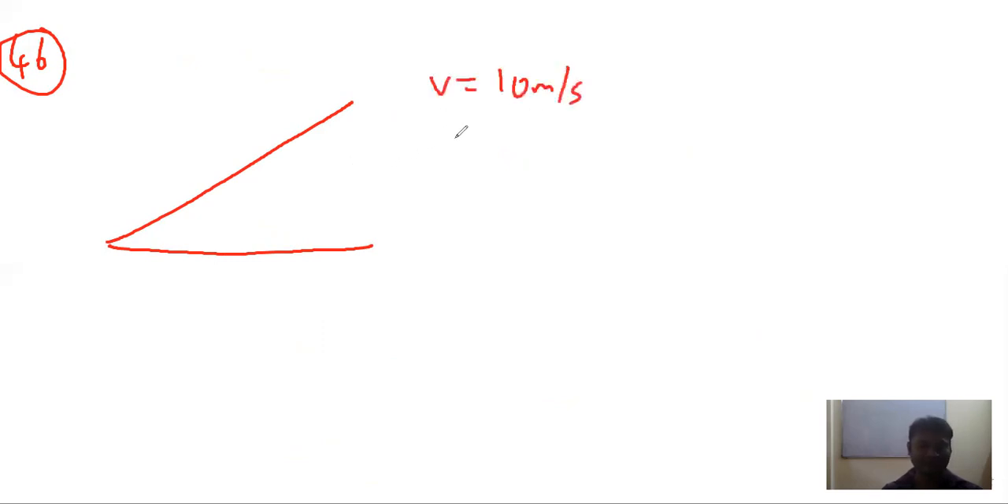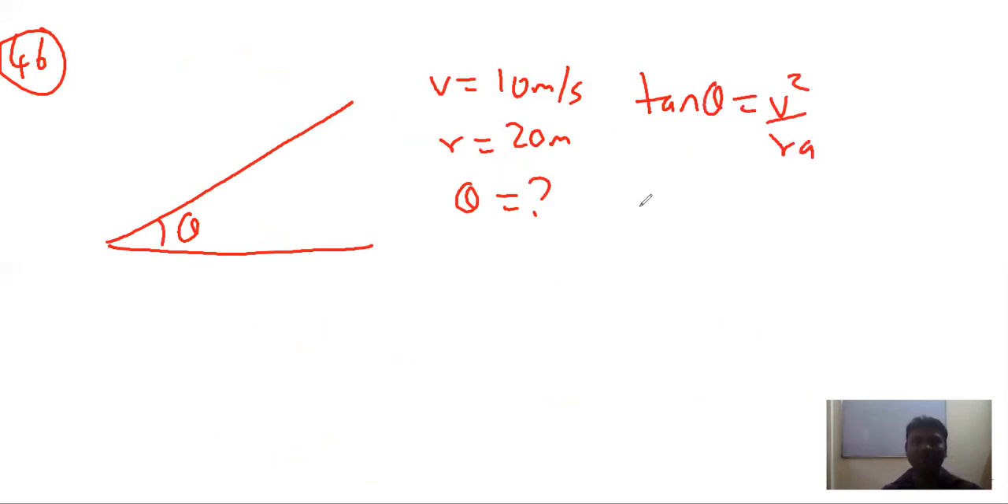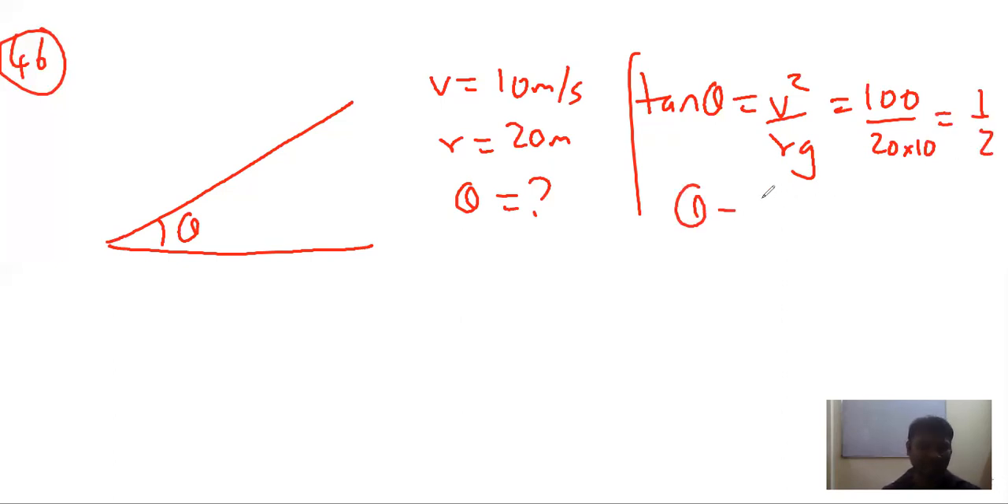In the next question, question 46, we have a civil engineer who wants to redesign a curve in such a way that he does not want to rely on friction. So we have the velocity 10 meter per second, radius which is 20 meter, and theta, the angle of banking, we need to find out. So same question, tan theta is v square by rg. So v is 10 meter per second, so 10 square, which is 100, upon r is 20 into g is 10, so 1 by 2. So theta will be tan inverse of 1 by 2. So this is the angle of banking which we need to have.